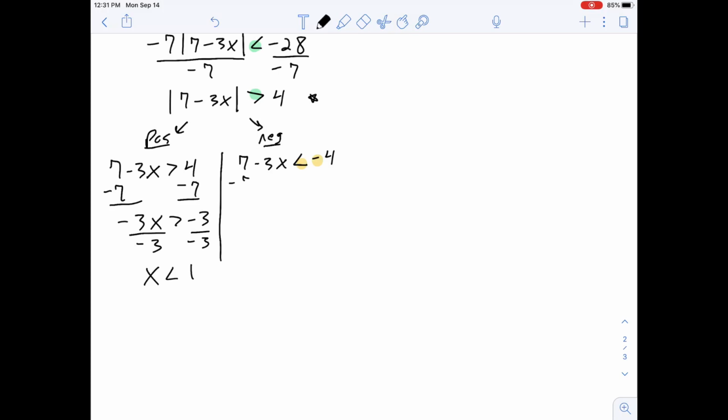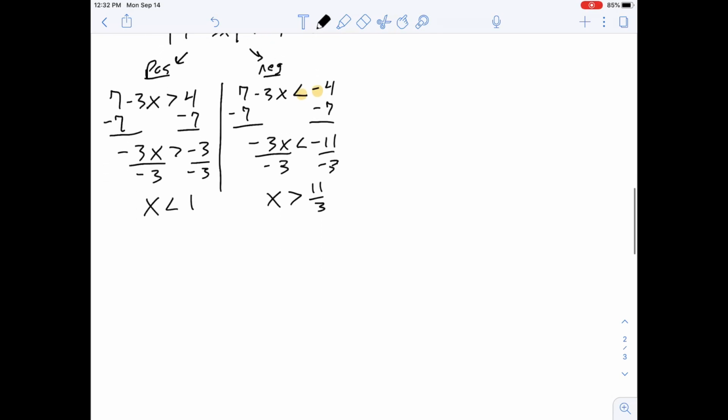Second part, the negative case. Subtract 7. I get negative 3x is less than negative 11. Now I'm going to divide by negative 3. Again, if I'm dividing by a negative, what does that mean? I've got to flip it. So x is now greater than 11 thirds.